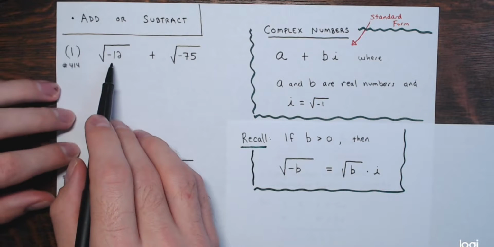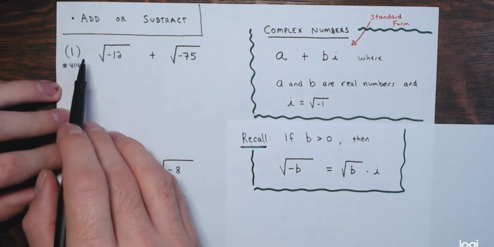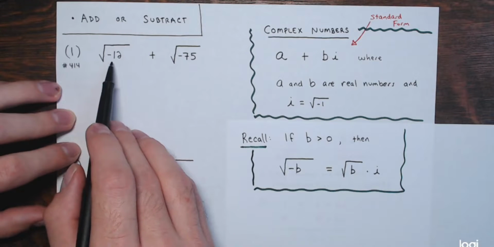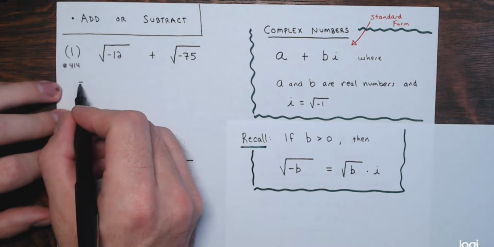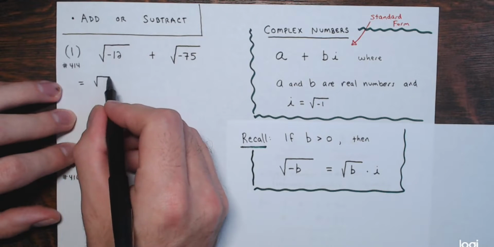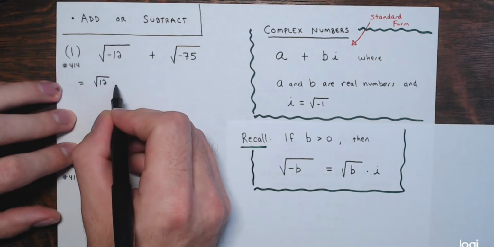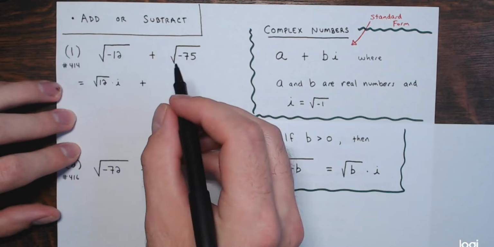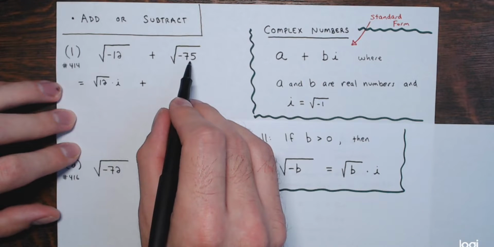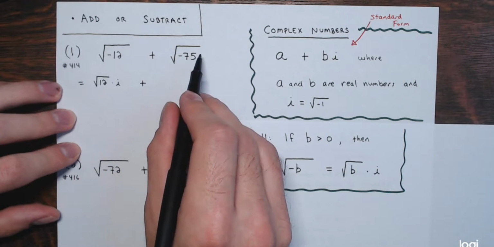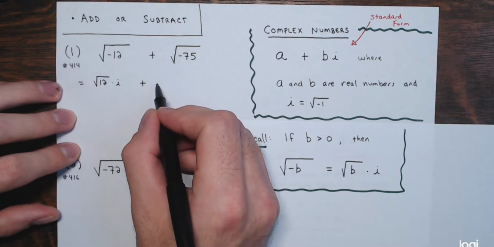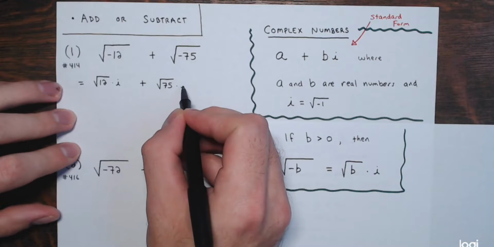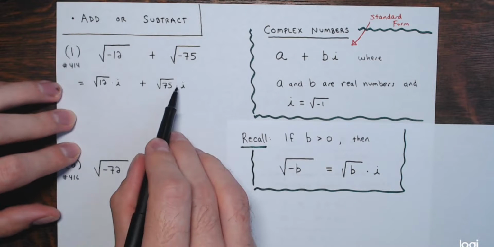All right. So number 1, finally. Number 1, which is exercise 414 in the text. The square root of negative 12, I'm going to rewrite as the square root of 12 times i, plus, and then the same thing with the square root of negative 75. The square root of a negative number is imaginary. I'm going to rewrite that as the square root of positive 75, a real number, times i. And make sure that the i is not inside the square root.